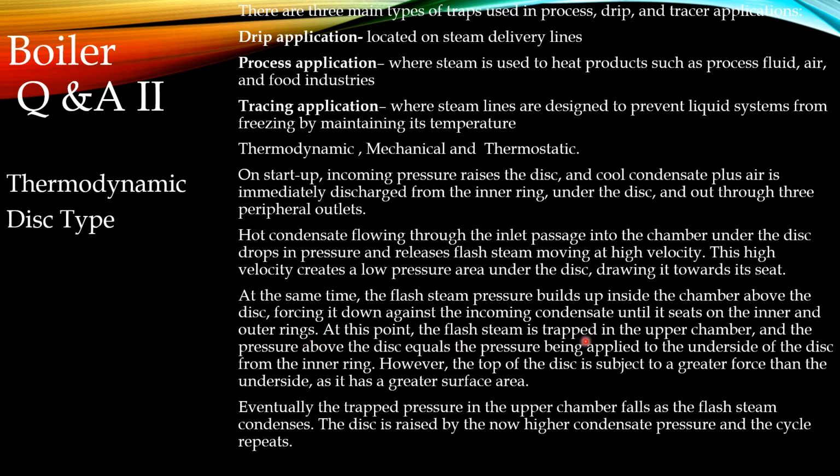At this point, the flash steam is trapped in the upper chamber and the pressure above the disk equals the pressure being applied to the underside of the disk from the inner ring. However, the top of the disk is subject to a greater force than the underside as it has a greater surface area. Eventually, the trapped pressure in the upper chamber will fall as flash steam condenses. The disk is raised by the now higher condensate pressure and the cycle repeats. We can see the operation in the next slide.